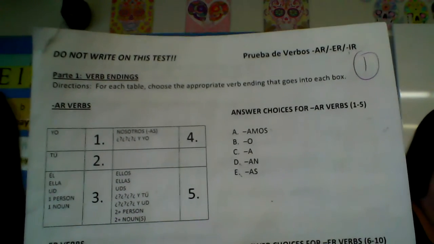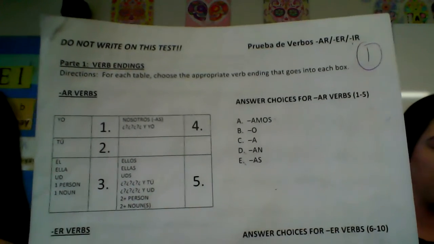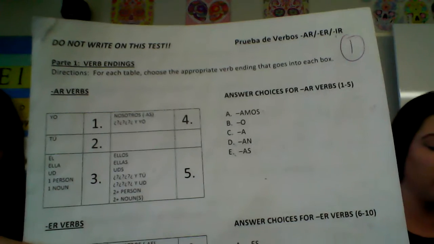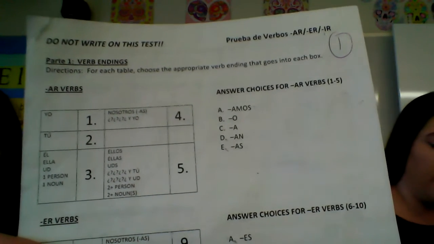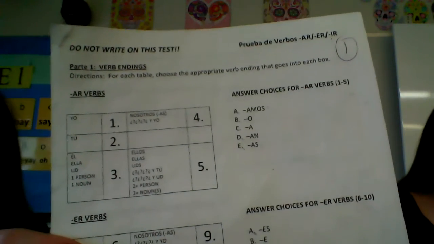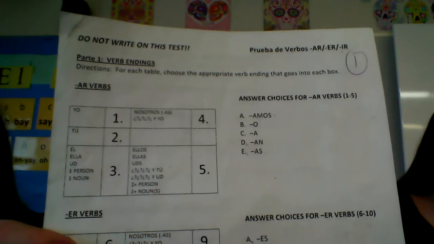And if you look at the chart for 1 through 5, number 1 wants the yo form ending for an AR verb. Number 2 wants the tú form ending. Number 3 wants the él, ella, usted, one person or one thing. Number 4 wants the nosotros, nosotras, or somebody and I. Number 5 wants the ellos, ellas, ustedes, or two or more people or things.